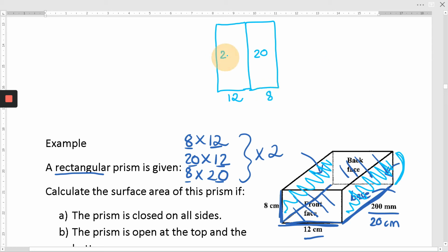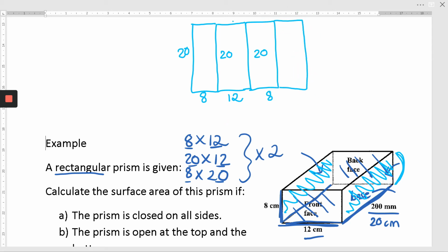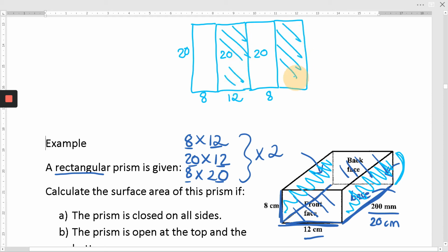So you can see now 20's come up twice. And of course there will be the left-hand side one as well, which is going to be 20 by 8 as well. And then we need to deal with the back and the front, and of course the top. I'm going to add on the top here. So it's going to be the same as that one. And it's going to be 20 by 12.